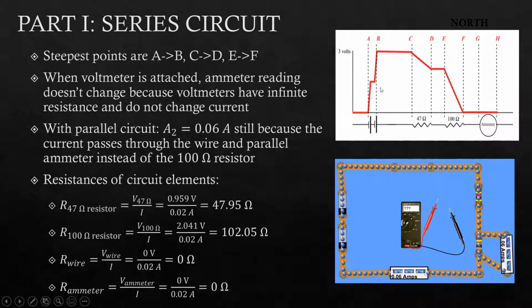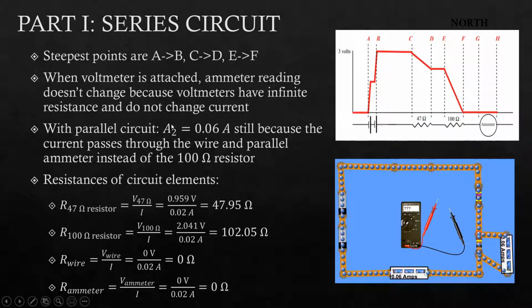So here's a graph of the potential energy at various points in the circuit, and then A to B, C to D, and E to F are the steepest points, and this is where the battery and two resistors are. And it's important to note that when the voltmeter is attached, ammeter readings don't change because voltmeters have infinite resistance and they don't change the current.